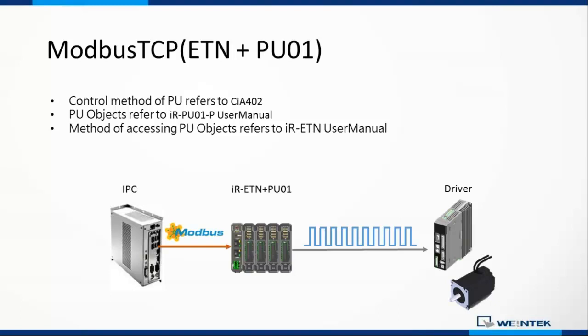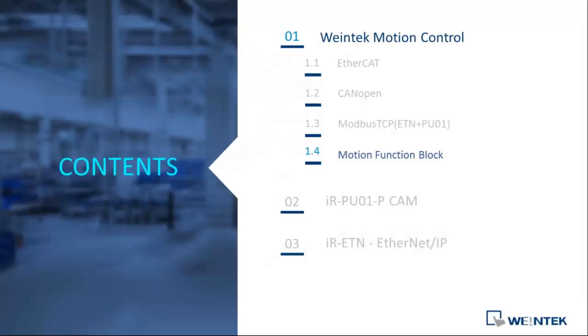So if you use an IPC and control the PU01 over ModbusTCP, you have to program your own control method. Okay, that's all the motion control solution: EtherCAT, CANopen, and ModbusTCP. And we're summing up how many types of motion control our function block supports.